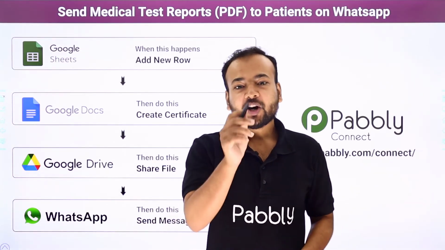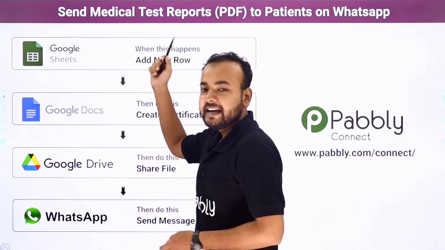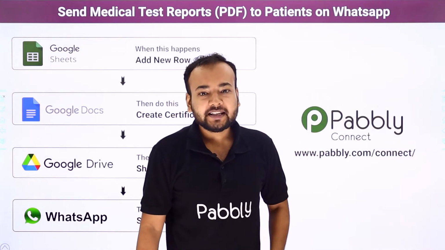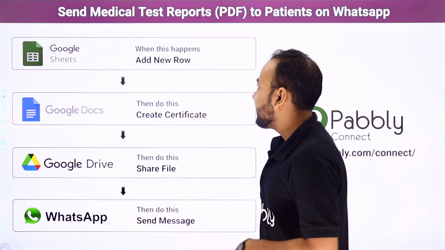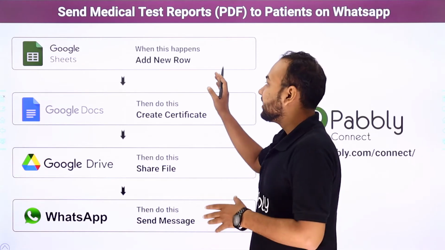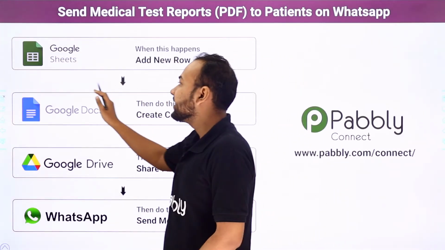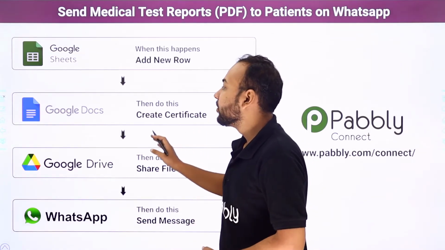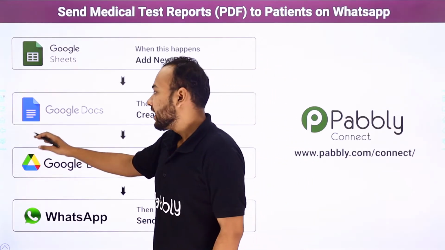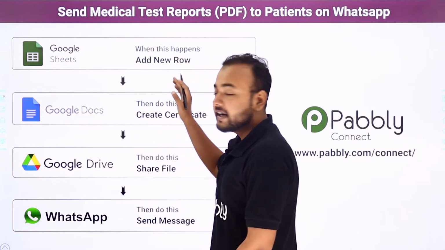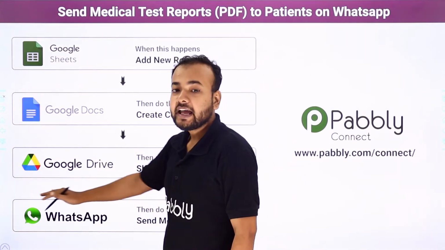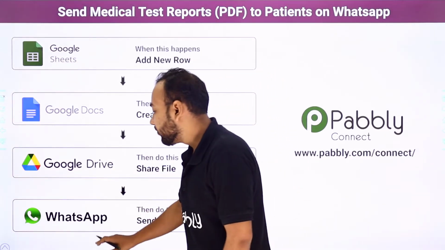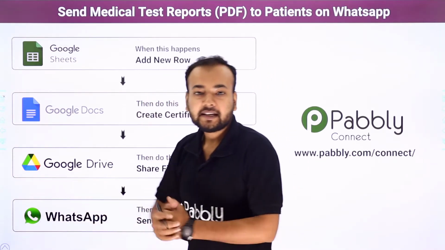In this video, you are going to learn how to send medical test reports to patients on WhatsApp automatically. So let me show you what is happening here. You have the data of your patients here in a Google Sheet and you are creating a medical test report with the help of Google Docs, and then you are saving that medical test report here in Google Drive, and the same report or file is going to be delivered on the WhatsApp account of the patient automatically.